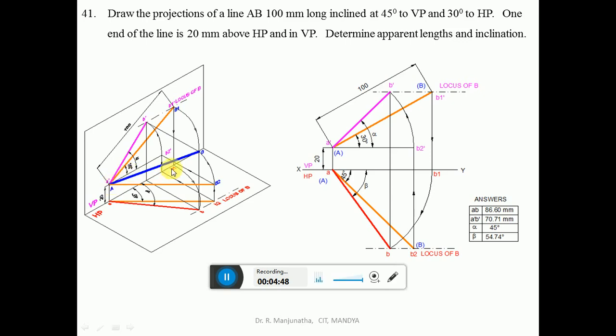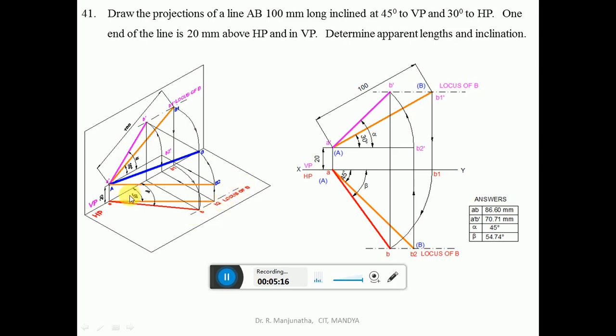But the point B1 is not on VP. Instead, it is in front of VP by this distance, because the locus of B in the top view is here. Because the locus of B here is only in front of VP, that is because we have the true length of the line which is also inclined to VP. So that is the reason why the top view point of B should be on this locus.